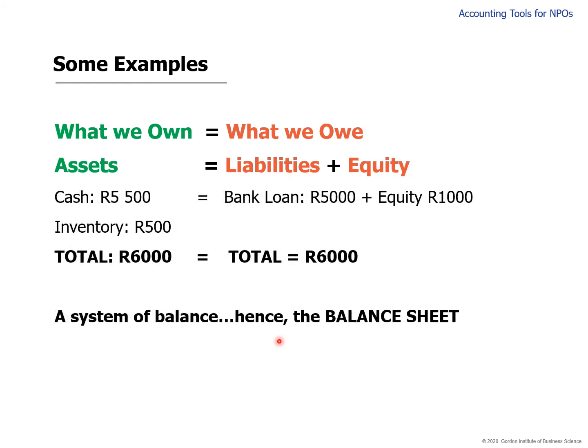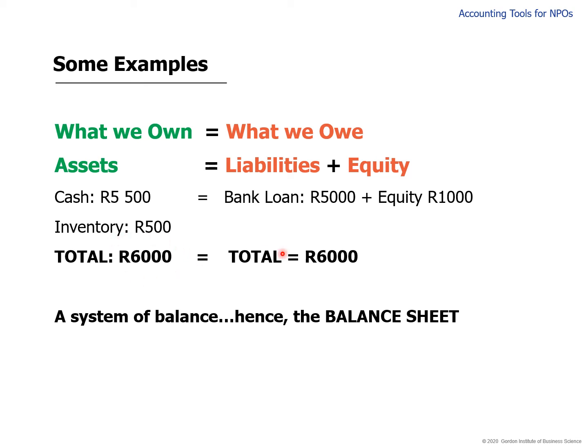So in summary, the financial position of the business is represented as follows. We have total cash of 5,500 Rand, which was the initial 1,000 Rand that we contributed, less the 500 Rand that we spent, plus an additional 5,000 Rand, which we borrowed. So we have 5,500 Rand in our bank account. We also have 500 Rand worth of inventory. So all of our assets in the business equal 6,000 Rand.